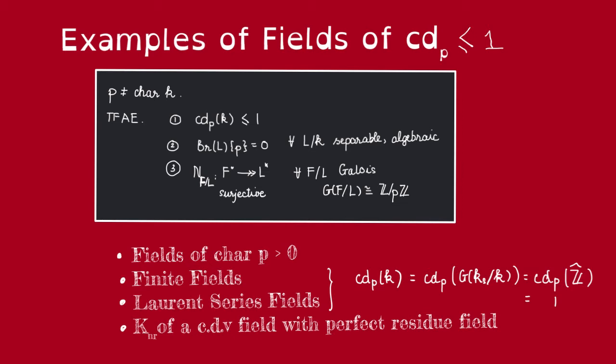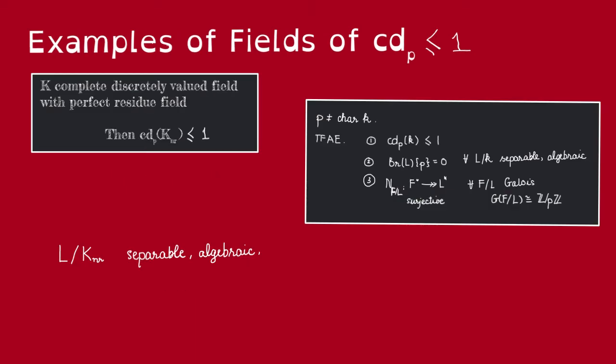So the pth cohomological dimension of a finite field and a Laurent series field is exactly equal to 1, and so it's less than or equal to 1, and this proposition, this theorem applies, unless the characteristic of the field is p. So now we want to look at the last case. This is a notation for the maximal unramified extension of a complete discrete valued field with perfect residue field. Now, since we know that for a field of characteristic p, the pth cohomological dimension is always less than or equal to 1, without loss of generality, we can assume that the characteristic of k is not equal to p.